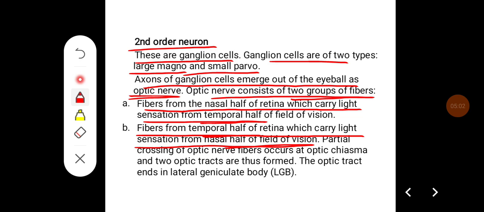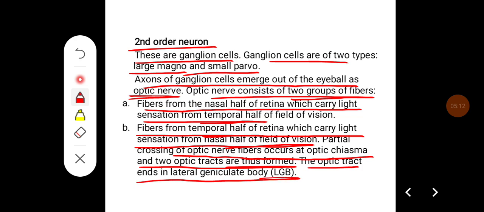There is partial crossing of the optic nerve fibers at the optic chiasma, and two optic tracts are thus formed. The optic tract ends in the lateral geniculate body.